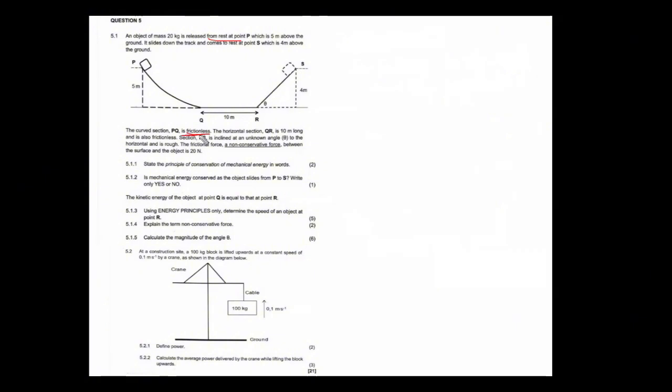Whenever we talk about frictionless, what always rings in our mind, the energy principle, is the principle of conservation of mechanical energy. The horizontal section QR is 10 meters long and is also frictionless. So all the way like that, it's frictionless all the way up until R. And then they say section RS now is inclined at an unknown angle theta to the horizontal and is rough. So here there is friction. The frictional force, a non-conservative force, between the surface and the object is 20 newtons. So here they're telling you that frictional force is a non-conservative force. We already know that, right?